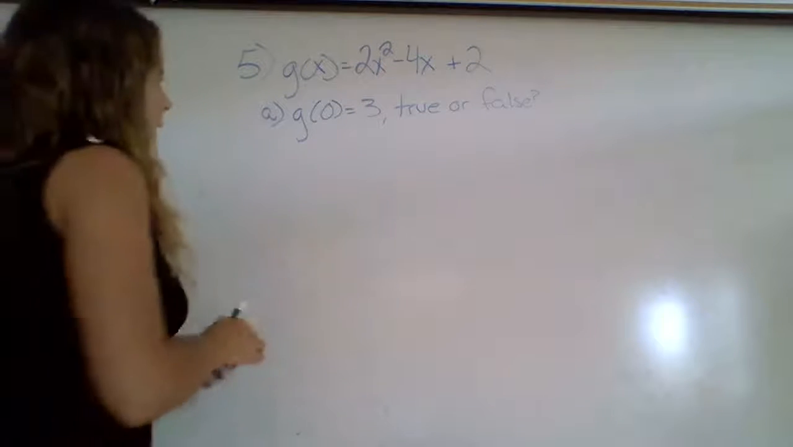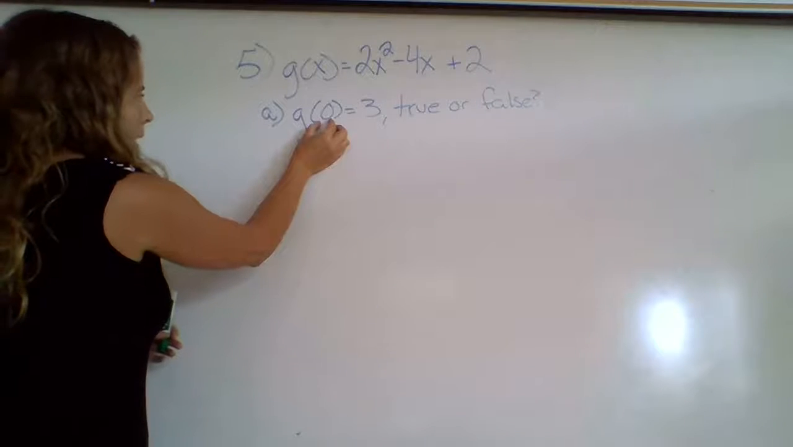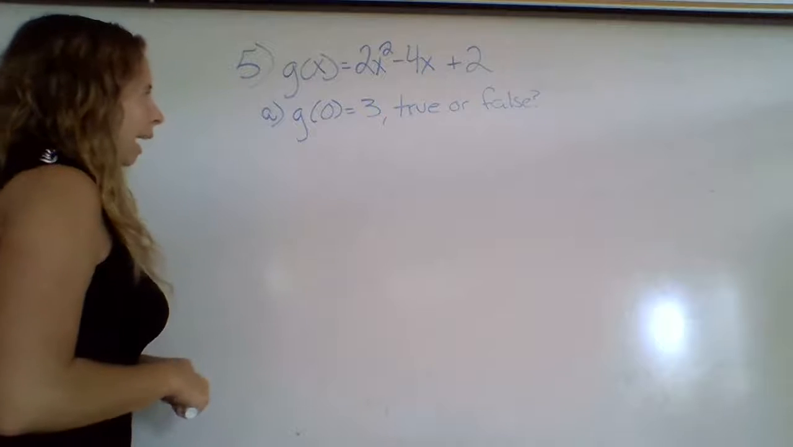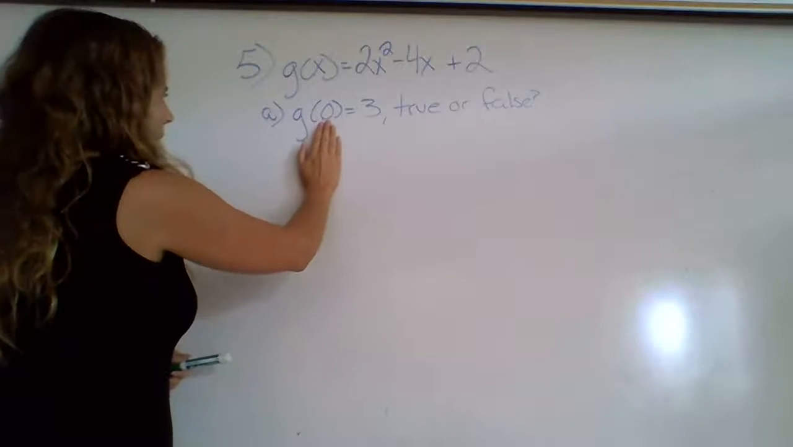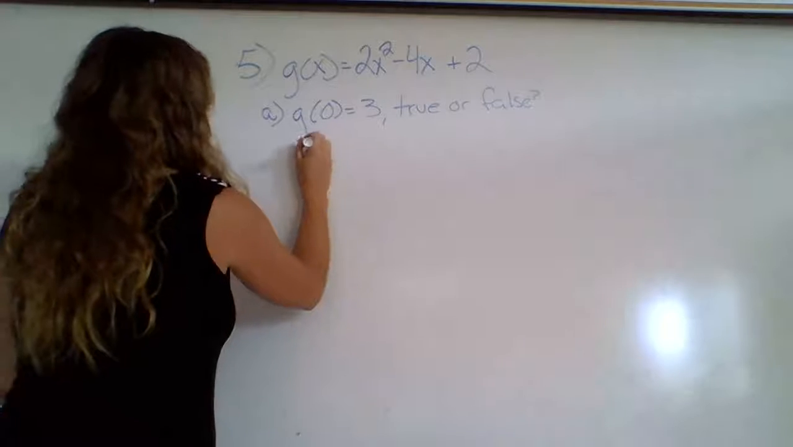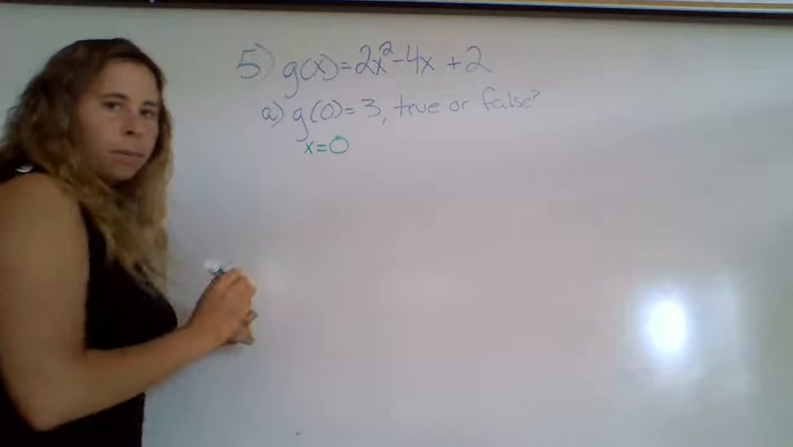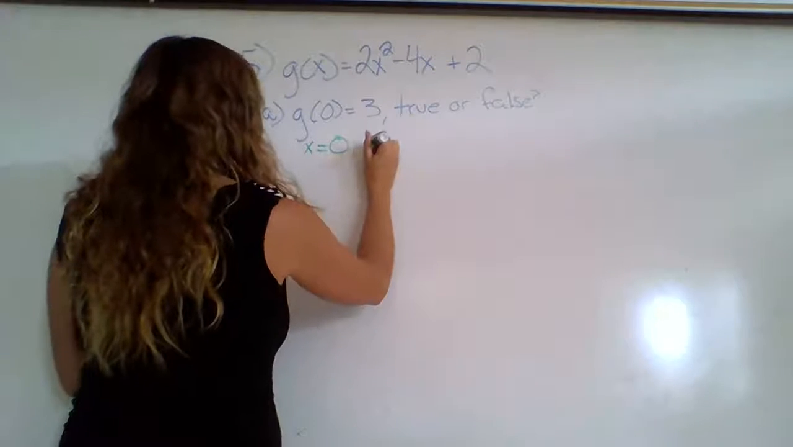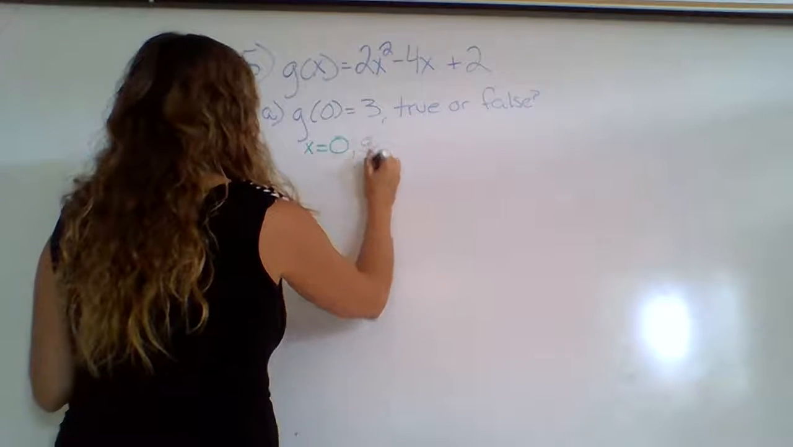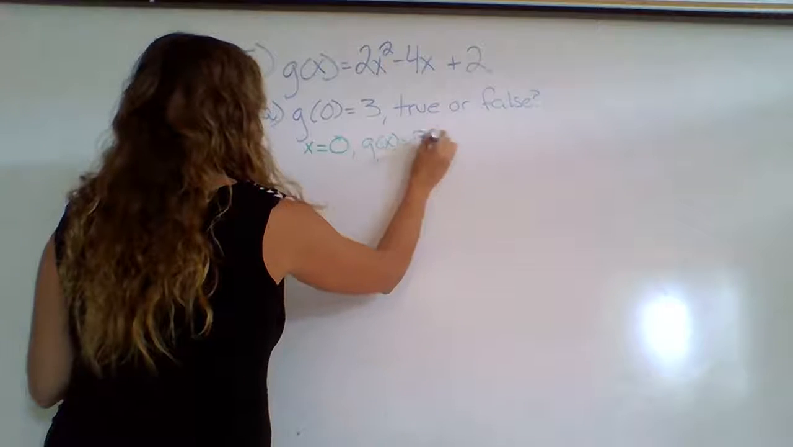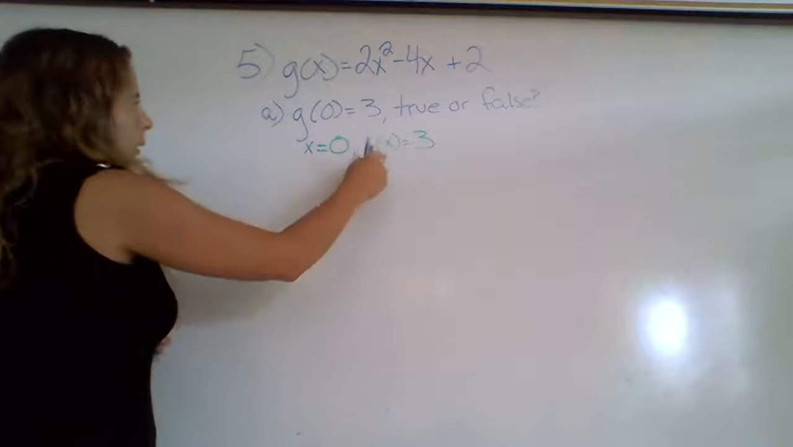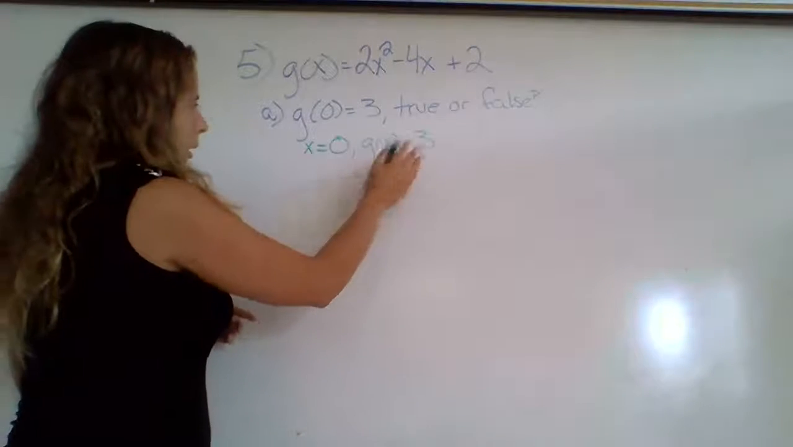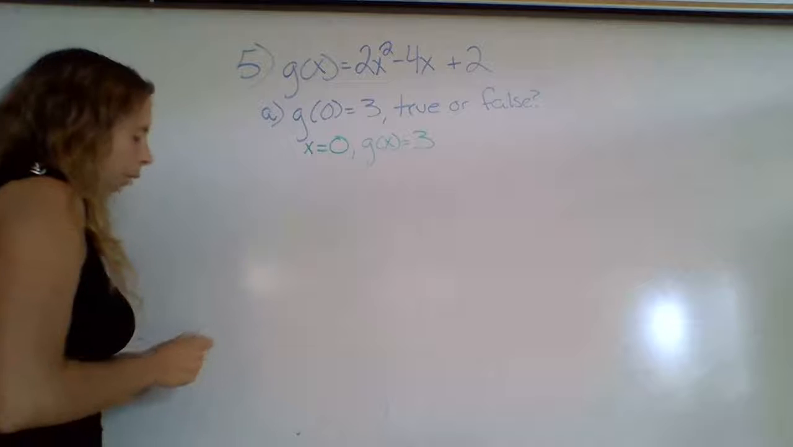So once again, 0 is inside the parentheses, just like the x is. So that means they're substituting 0 in for x. So they're saying x equals 0, g of x or y equals 3. You could also write y here, y or g of x. They're the same thing. So x equals 0, g of x slash y equals 3. Is that true or false?